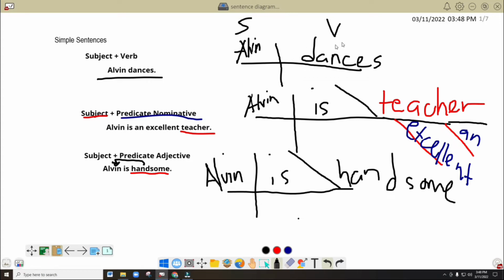Let's have a recap before we move on to the next one. We get a subject and verb in here, so just draw this kind of line, always like this. Now, when you already have a predicate nominative or predicate adjective, the only thing that you have to do is put a diagonal line before the predicate nominative or before the adjective. Don't forget that. Now let's proceed to the next one.